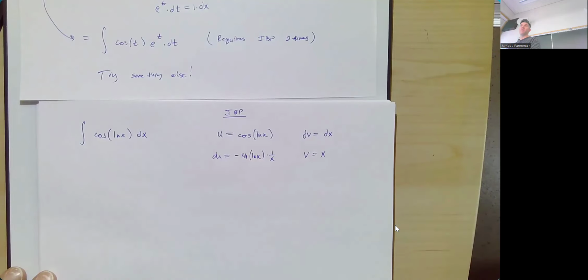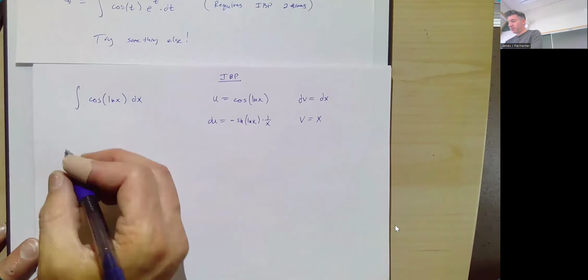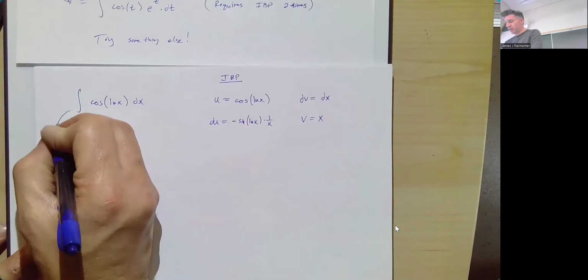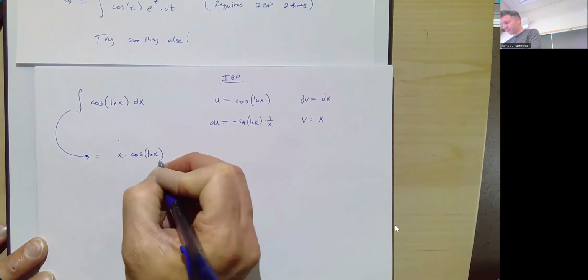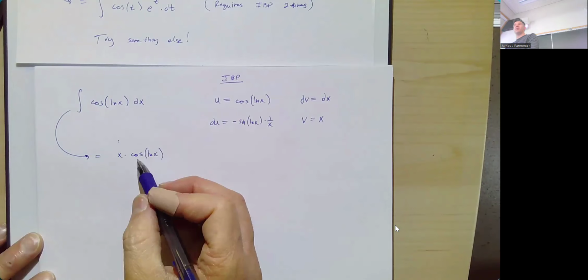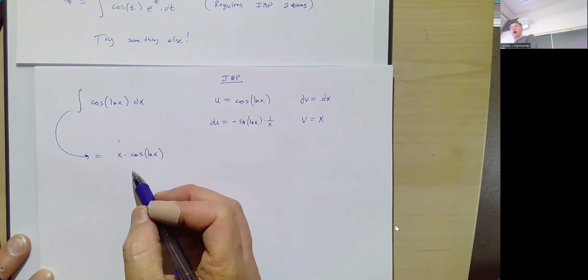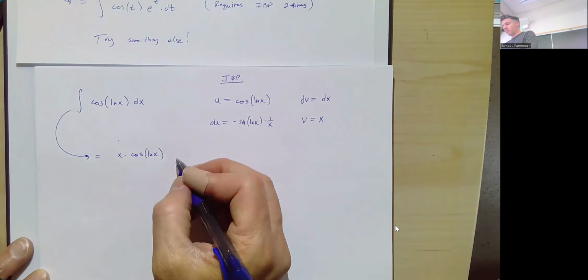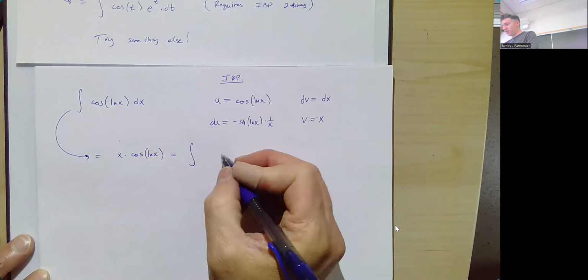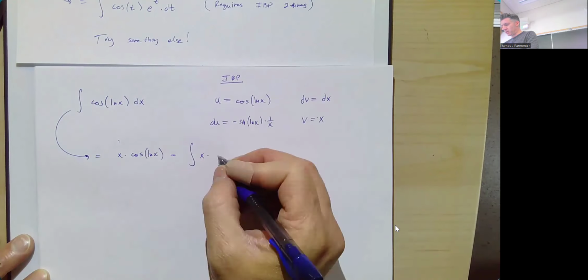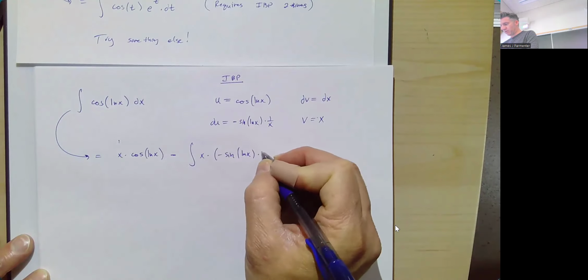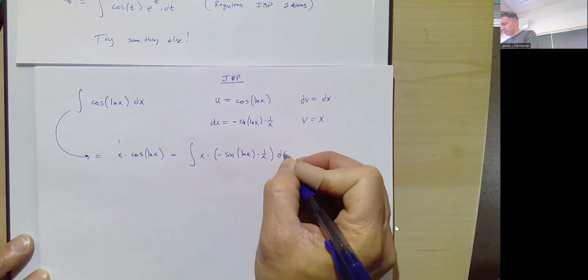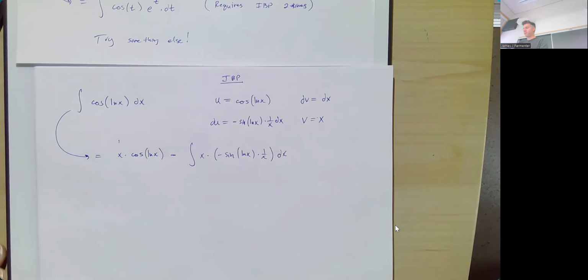So let's see what happens when we throw this formula at it. This is going to equal u times v, so x times cosine of the natural log of x. Be careful, right? That's not cosine times natural log of x, it's cosine of natural log of x, minus the integral of v times du, which is negative sine of the natural log of x times 1 over x dx. Don't forget the dx there.